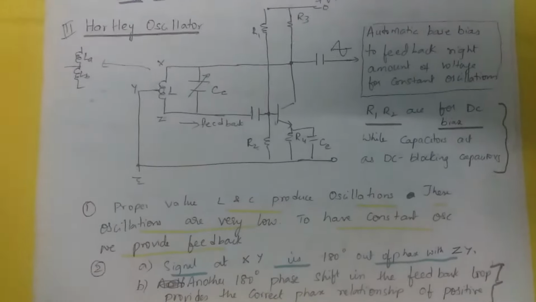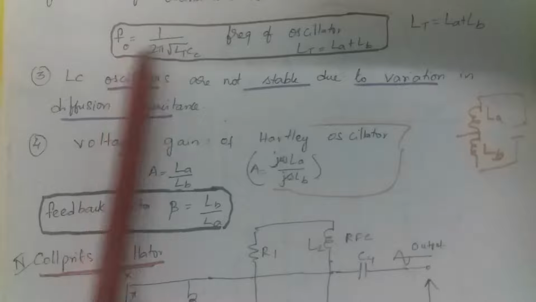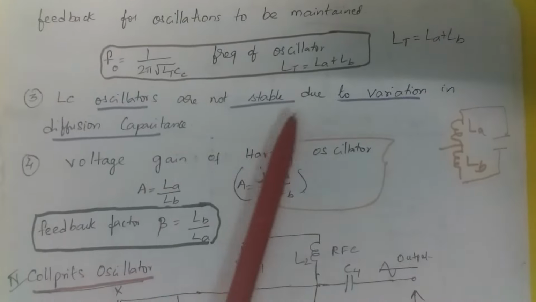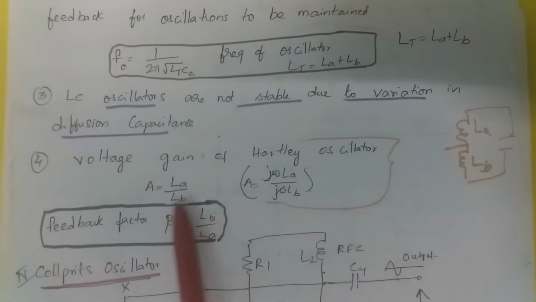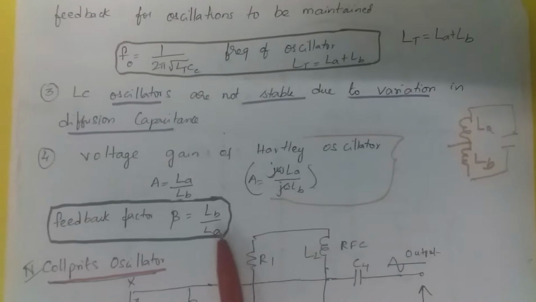And what is the feedback factor? LB by LA. And what is the frequency of oscillation? 1 by 2 pi root LC, and L is LT, which is equal to LA plus LB. LC oscillators are not stable due to variation in diffusion capacitance. Voltage gain of Hartley oscillator we have discussed is LA by LB. Feedback factor beta is equal to LB by LA.